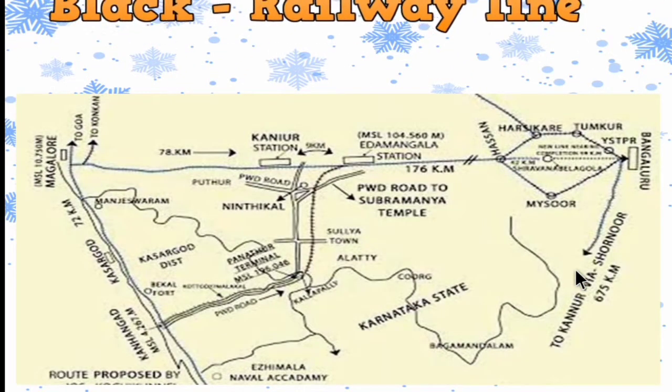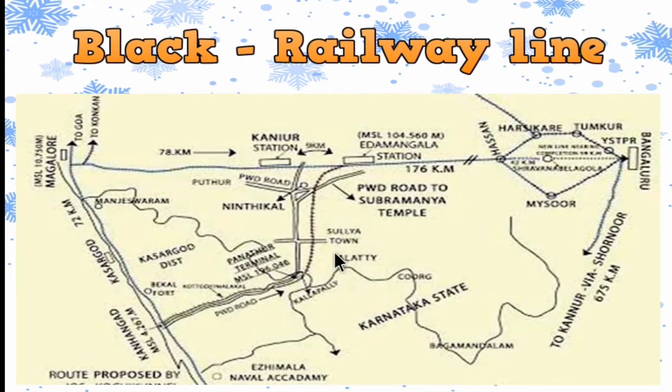And next one is black. So black represents the railway line. So black on the map represents the railway line.